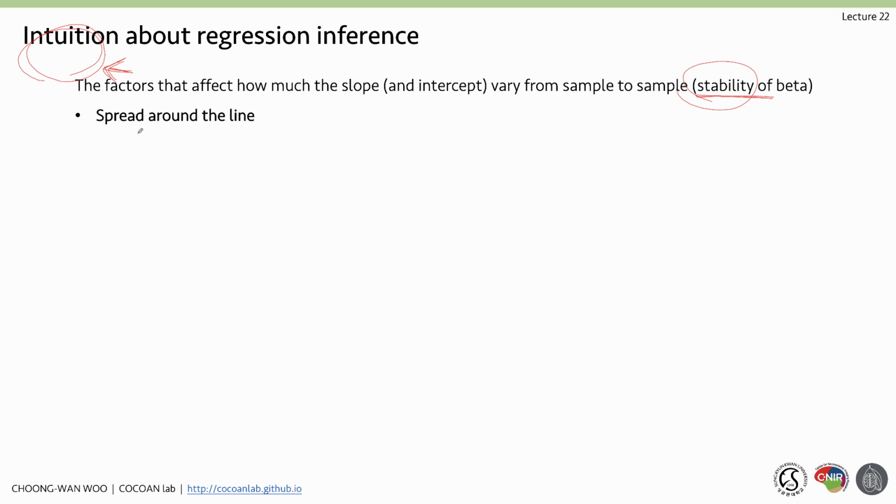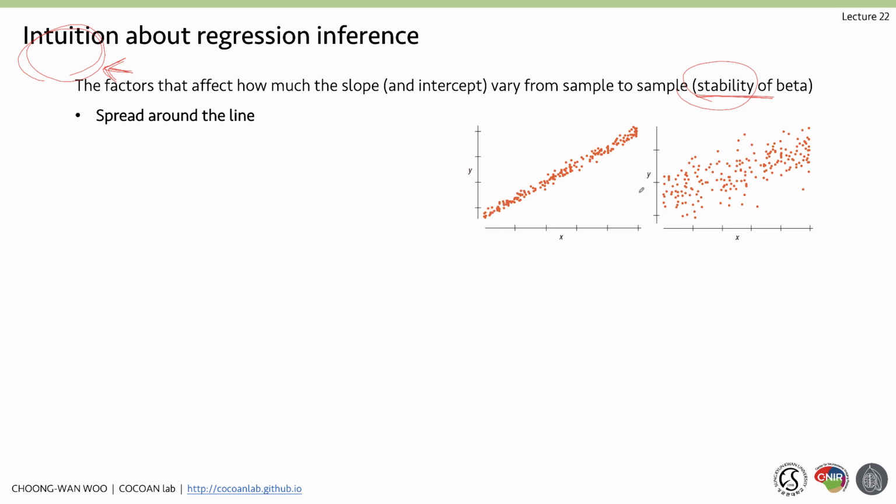The first one is spread around the line. If the data has a really large spread versus a smaller spread like this, which would be more stable? For example, let's say we are sampling part of this population data. I would say this is much more stable, because removing some of the data will not change the line much. But here, if we remove some of the data like this, the line will change. So the smaller spread gives us better stability of beta.